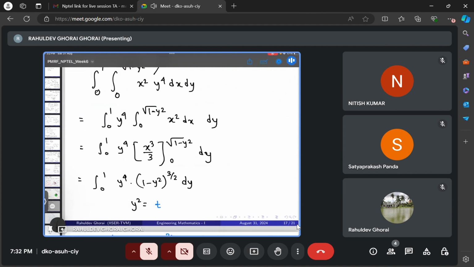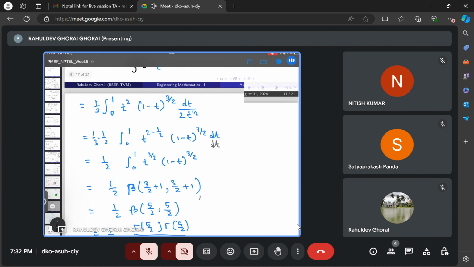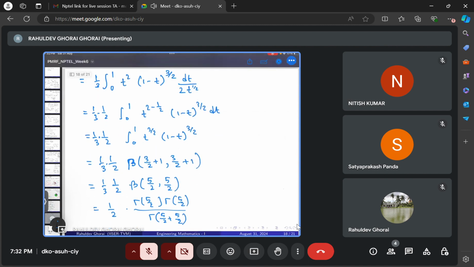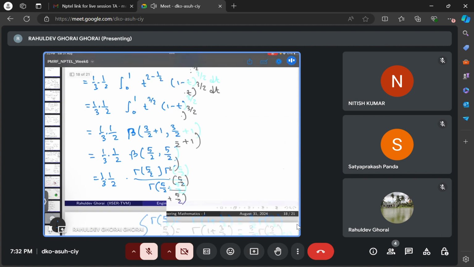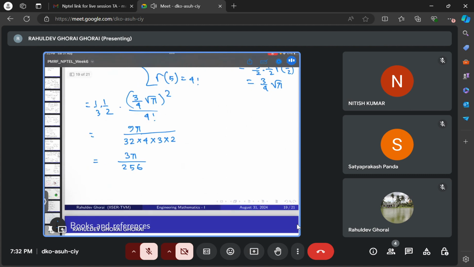So this will be 1 over 3 only. See, 1 over 3 I am missing here. So everywhere there will be 1 by 3 also, 1 by 3 times 1 by 2, which will give you everything. So pi over 256. This is what the answer is also given, and I think, yeah, correct.